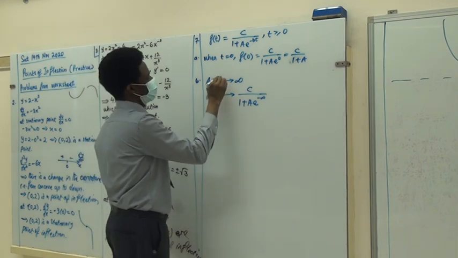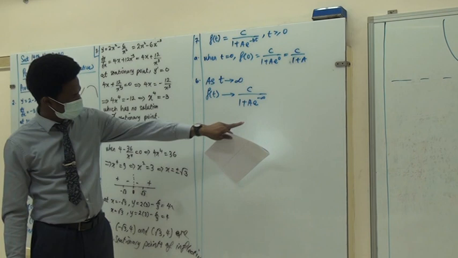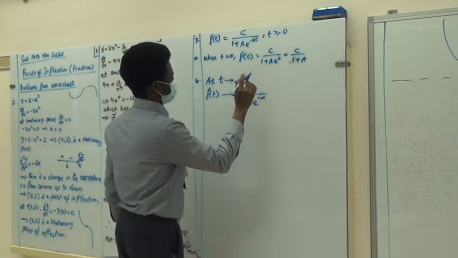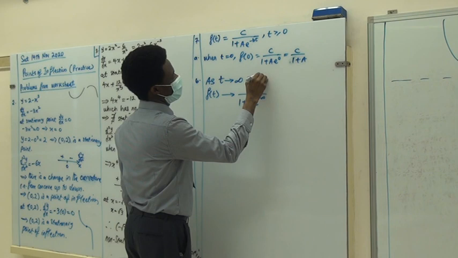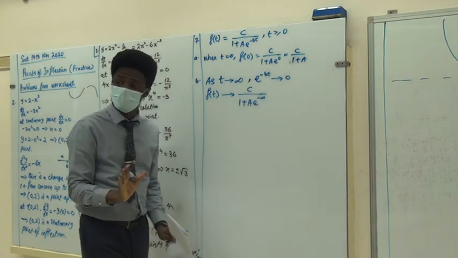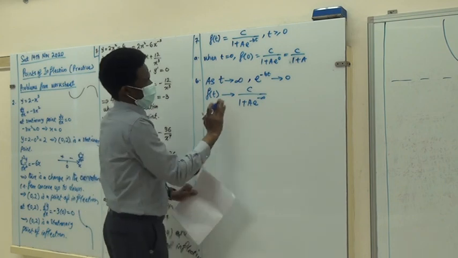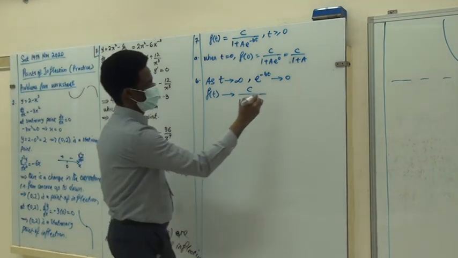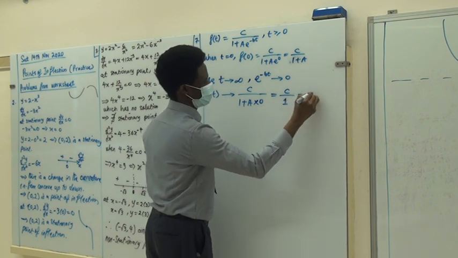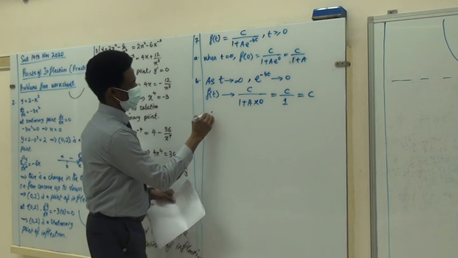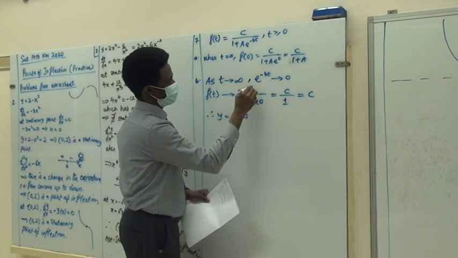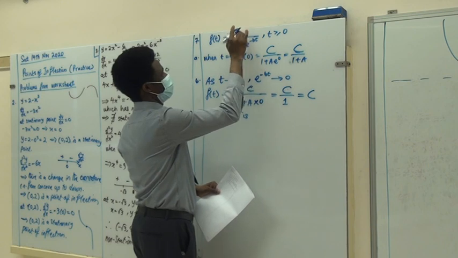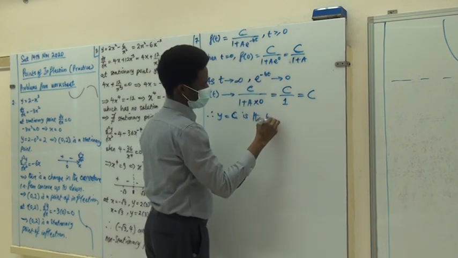Of course, infinity is not a number. Do you understand that? So, let's say as t tends to infinity, exponential minus bt tends to 0. Do you agree? So this is a better way to write it. So f(t) will tend to c divided by 1, which is equal to c. Therefore, y is equal to c, and I think this is capital C actually, so let's be mindful of the notation in the problem, is the horizontal asymptote.